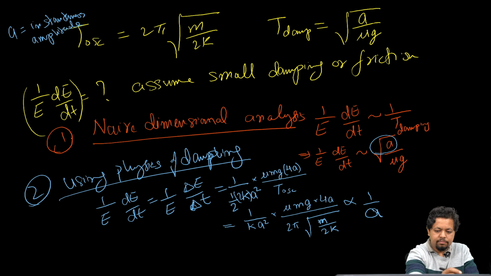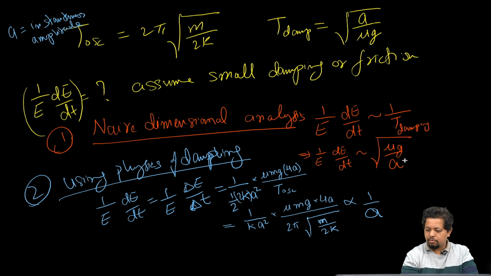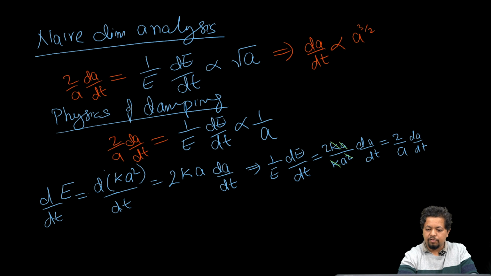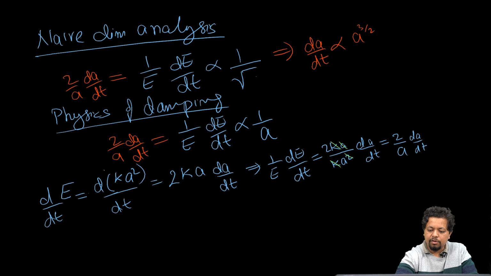Oh, there's a mistake here. This should have been the inverse, so let me correct that. This should have been mu g by A, and therefore over here I get one by square root A, and therefore I get here e to the power 1 by 2.